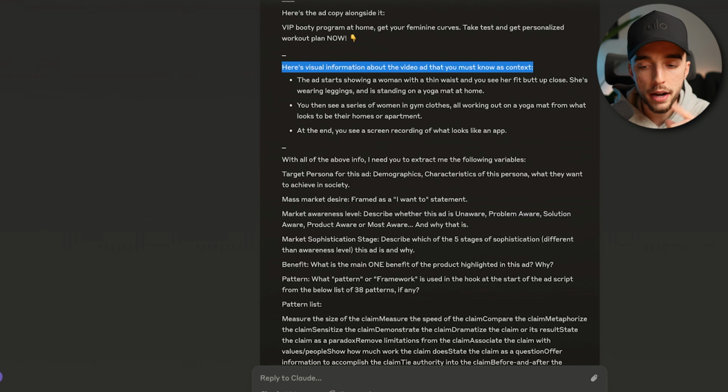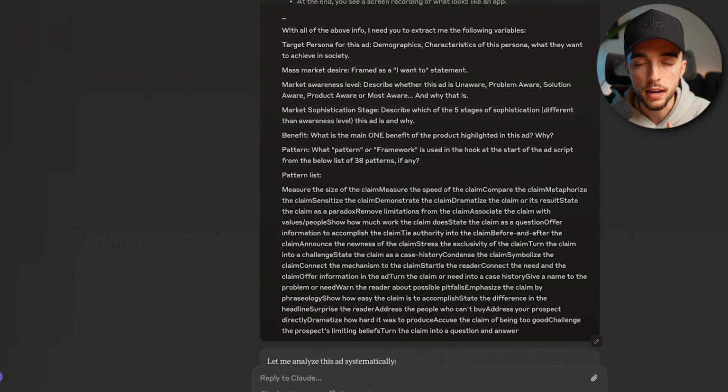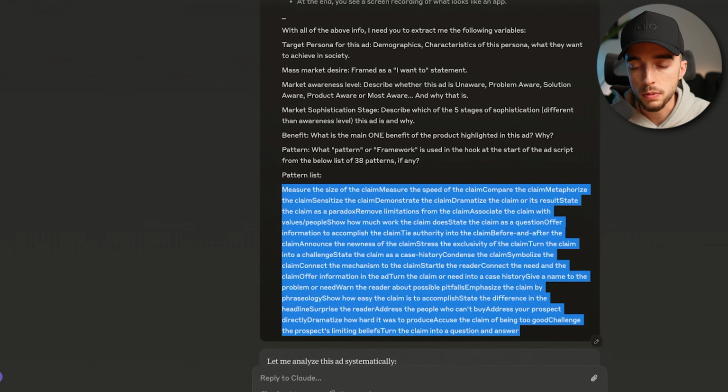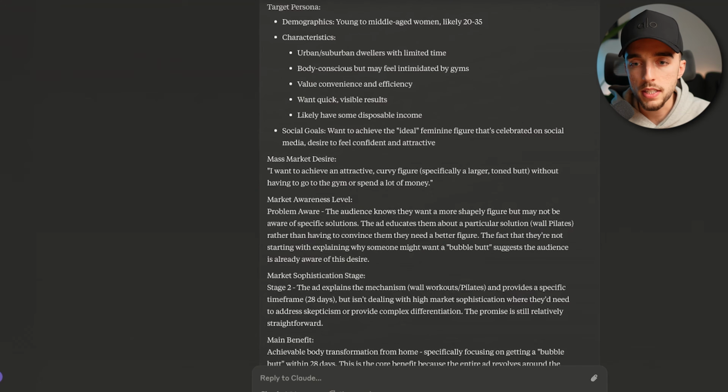Pattern: what pattern or framework is used in the hook at the start of this ad script from the below listed 38 patterns? And then I give it the typical patterns that I like to use in my headlines. I just gave it a copy and paste of it. And then from there, here's the output that it gave me.